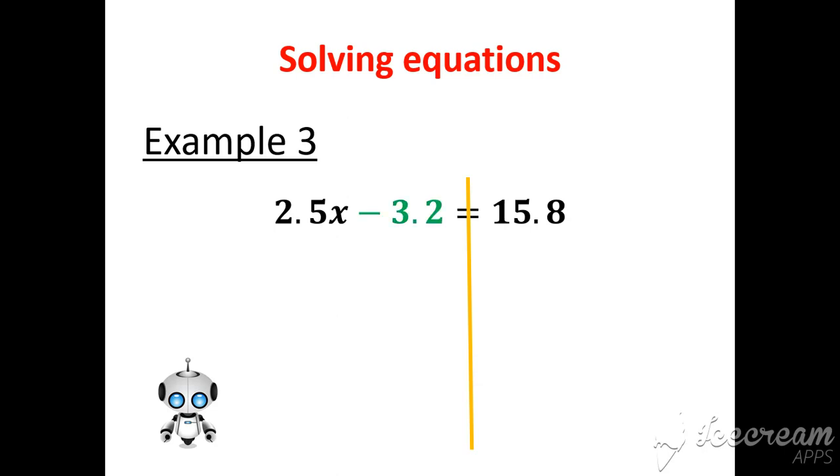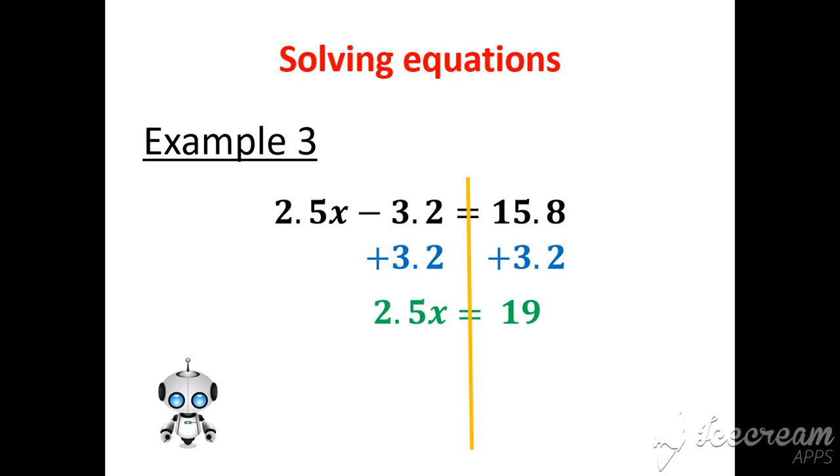Right, line down the middle. See this minus 3.2? Let's do the opposite and add 3.2. But we must do that to both sides. So grab your calculator or your brain and go 15.8 plus 3.2. That gives you 19. On the left-hand side, that plus 3.2 and minus 3.2 cancel to 0. So what's left? The 2.5x. So there's my first step done, and I've got 2.5x is equal to 19.